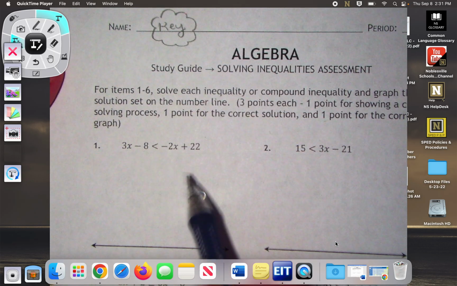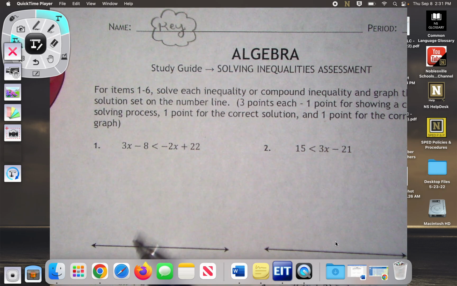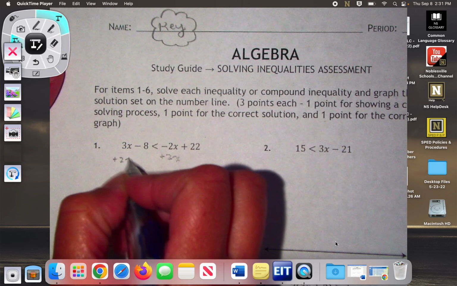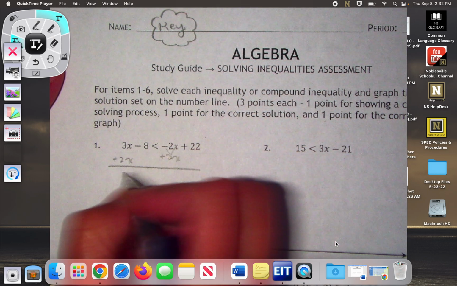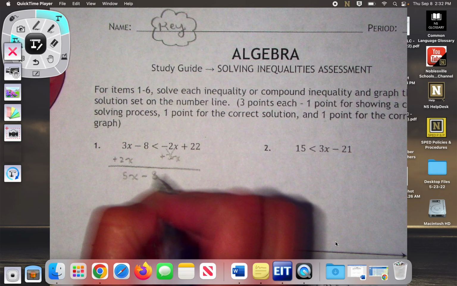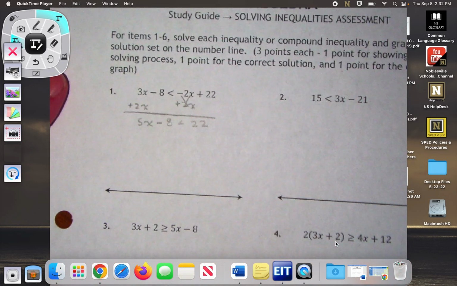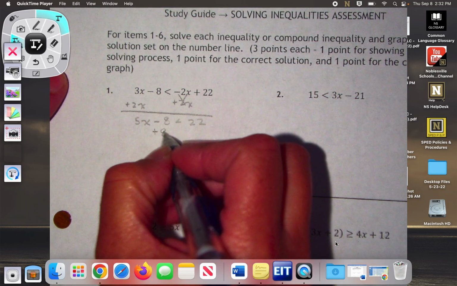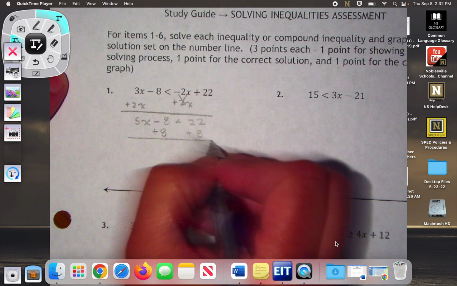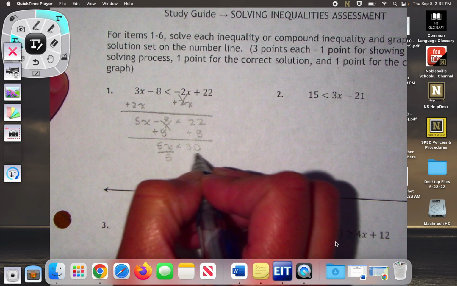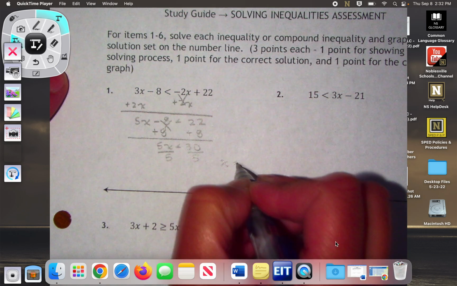Okay, so question 1. Remember, we're doing inequalities. They're basically equations with a few little hidden details. Okay, so the first thing I'm going to do is add 2x to both sides. So now I have 5x minus 8 is less than 22. And then I'm going to add 8 to both sides. So now I have 5x is less than 30. Divide by 5. x is less than 6.